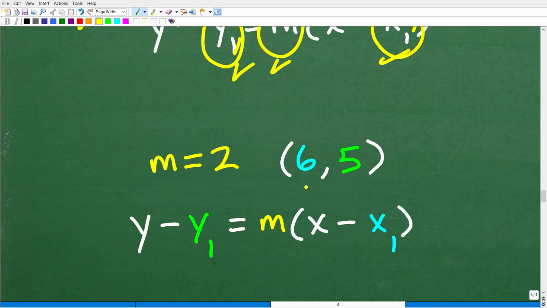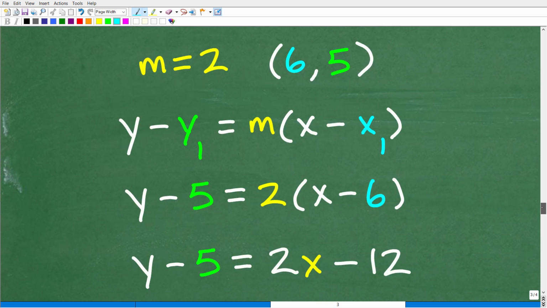All right, so we have the slope of 2, and we have a coordinate 6, 5. So we're going to plug in our slope right here, 2, and we're going to plug in for our y, this 5, and we're going to plug in for our x, this 6, and we're going to plug them in these respective spots in this formula, and then we're going to simplify. So let's go ahead and take a look at that right now. Okay, so here is our slope 2 and our point 6, 5. Again, we're going to replace the y1, m, and x1 with the respective information. So we have y minus 5 is equal to 2 times x minus 6.